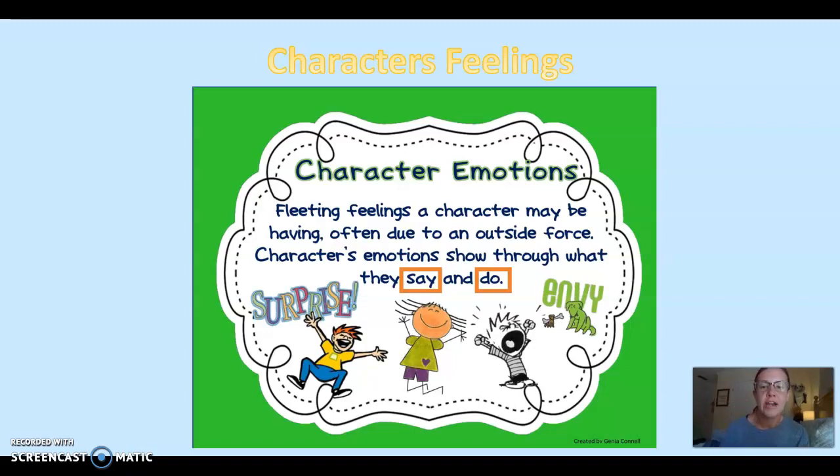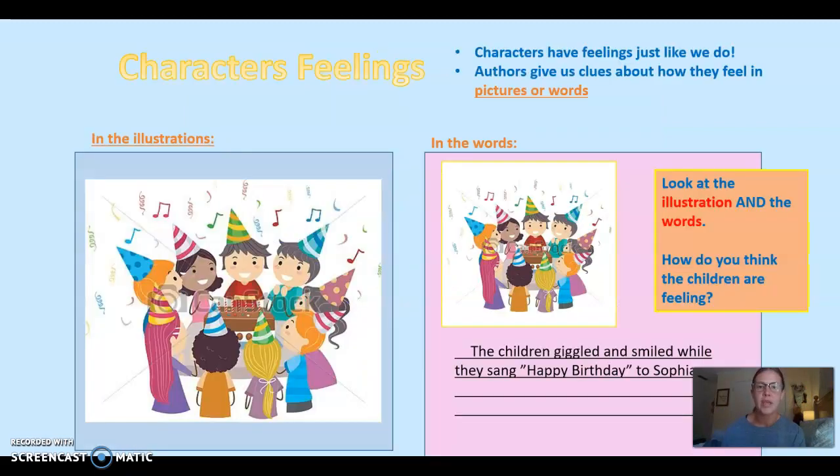It's the feelings the character may be having, often due to an outside force or something that may be happening around them. Maybe someone did something to them or something happened to them. It's usually something that's happening around them. And characters' emotions show through what they say and what they do, so their words and their actions. And that's how we can figure out what our characters are feeling.